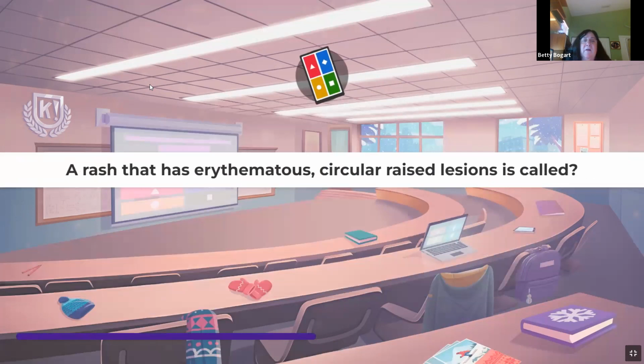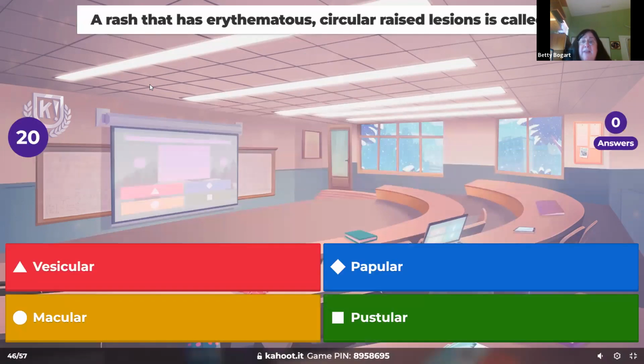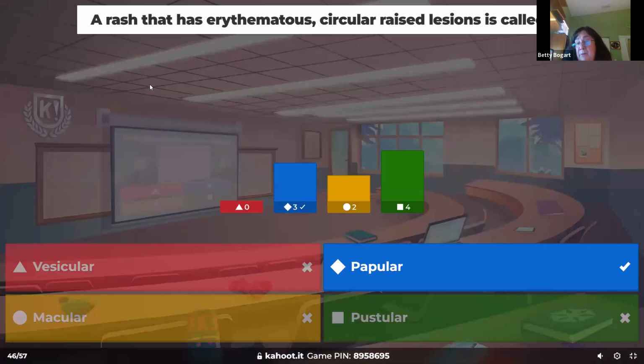A rash has erythematous circular raised lesions and is called what? Erythematous circular raised lesions. I mean, erythema is redness, okay? It's a great word. But it's called papular, okay? Knowing the names of these things, you've had two of them in this, you need to know those.